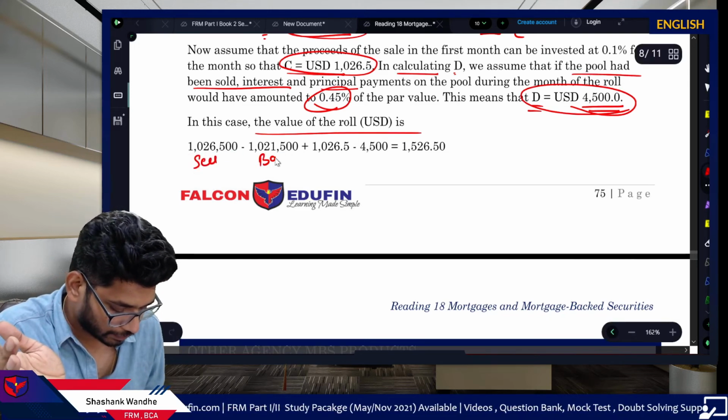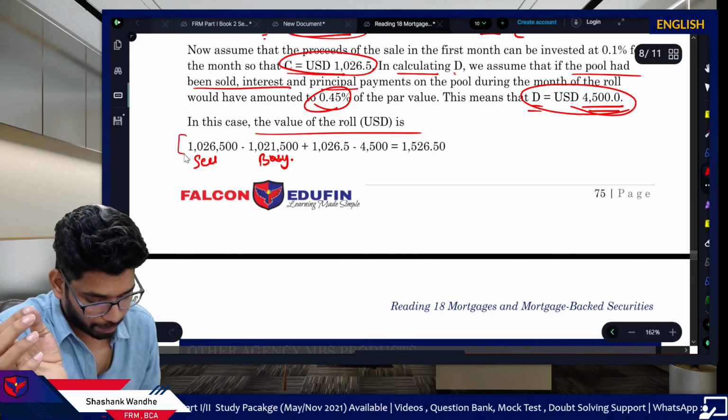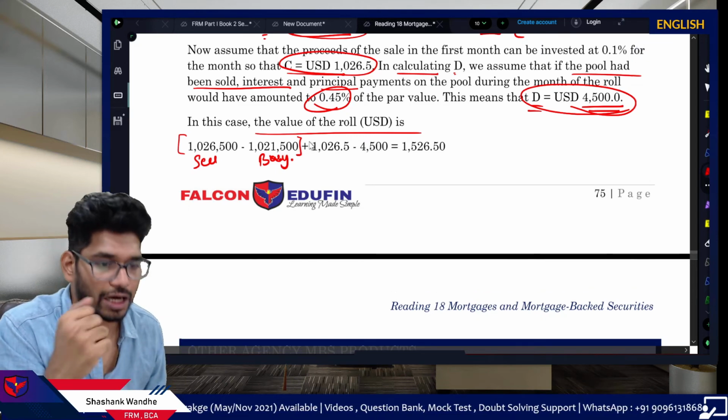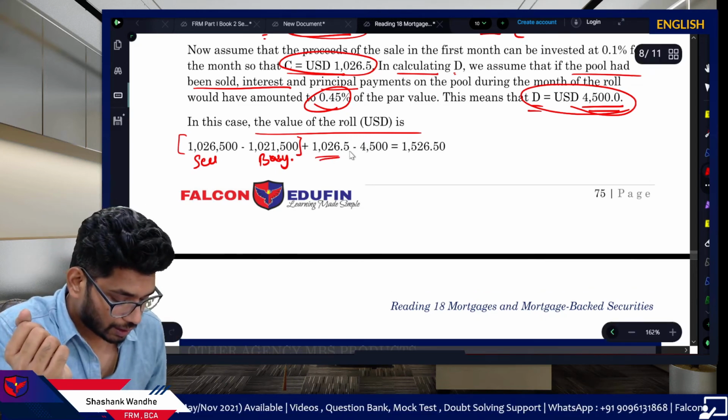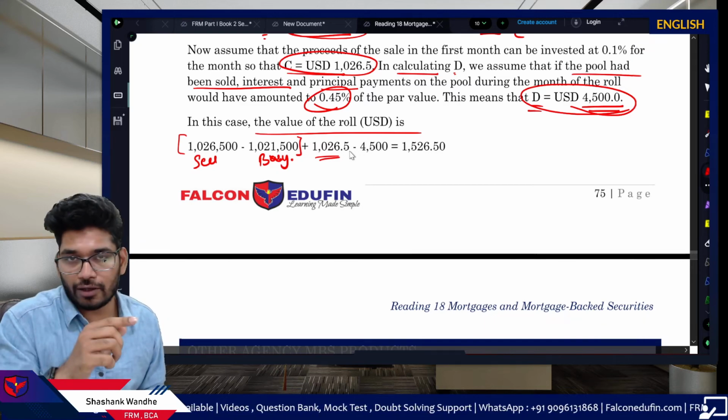Sell, buy, right? So what is the difference? Is the profit for you. And remember, the price is always after adding accrued interest. This is what you earned on this particular sale because you sold it for 1 month.